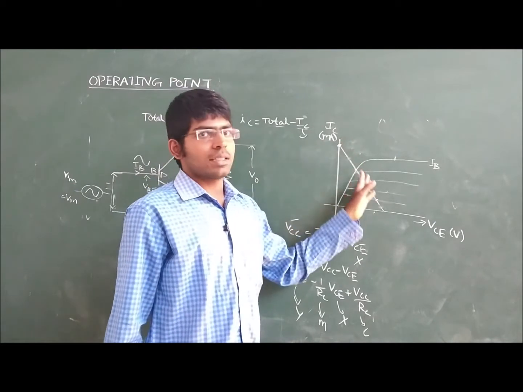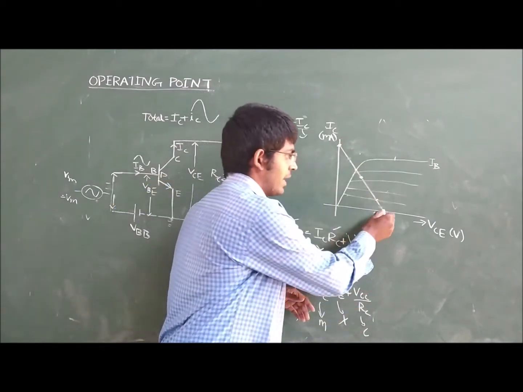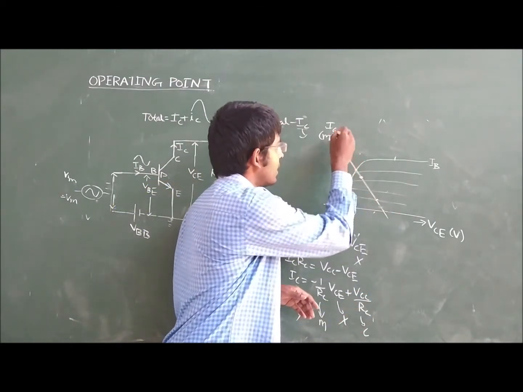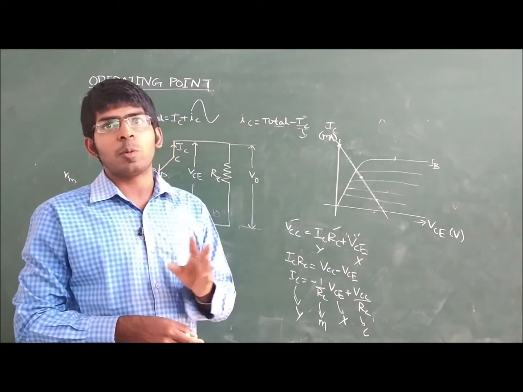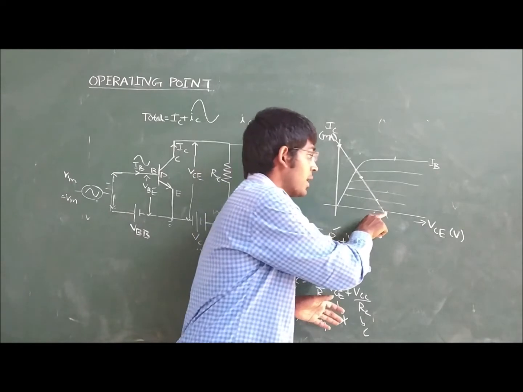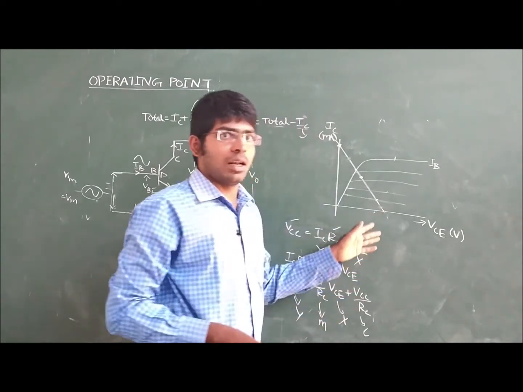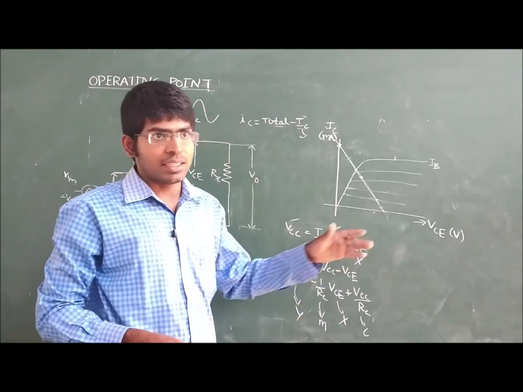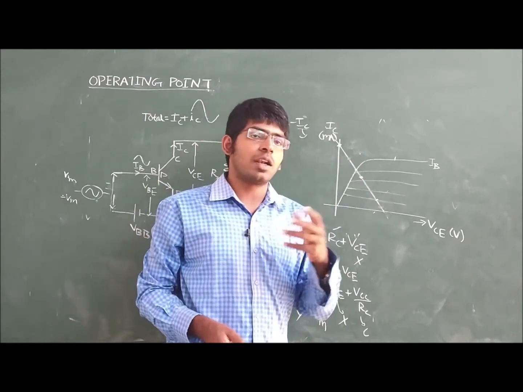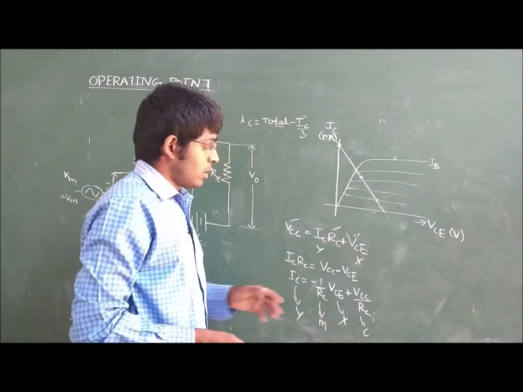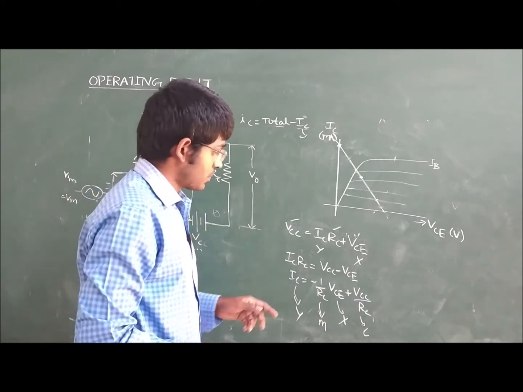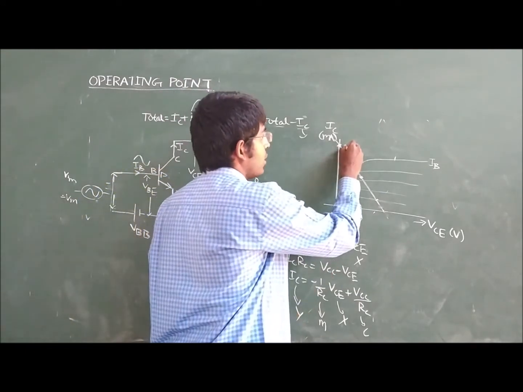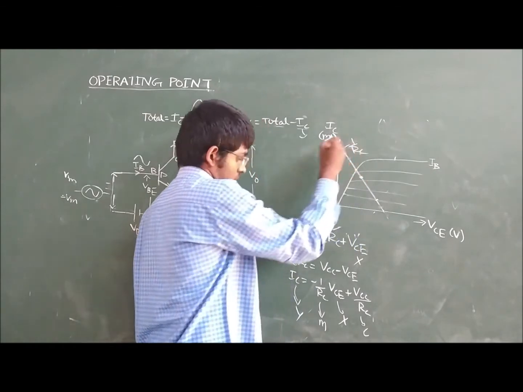Sir, how can you say this is the line? Can I take it in the fourth quadrant or in the second quadrant? No, not possible. Why? Because after finding the x-intercept and y-intercept, we will come to know the maximum. We will first calculate the x-intercept and y-intercept. The slope of the line we already know: it is minus 1 by RC.